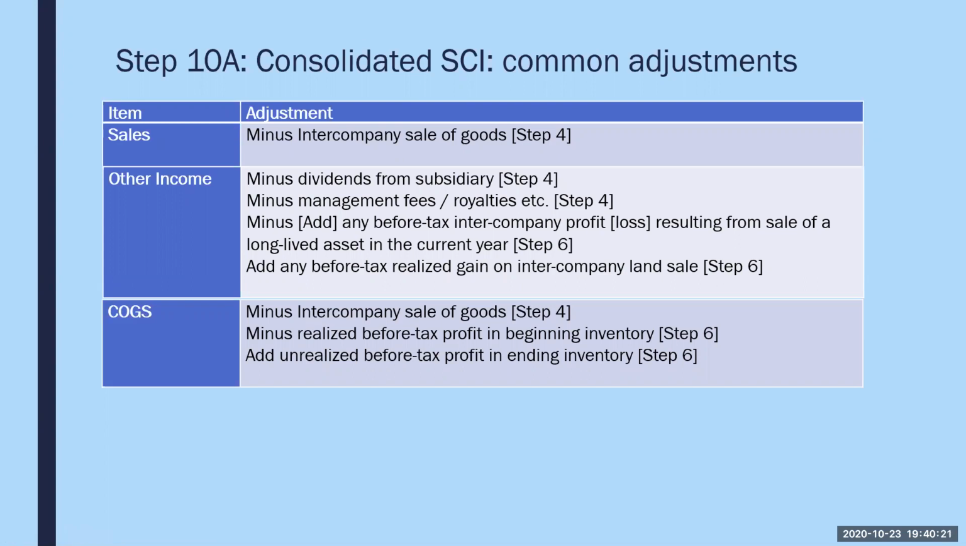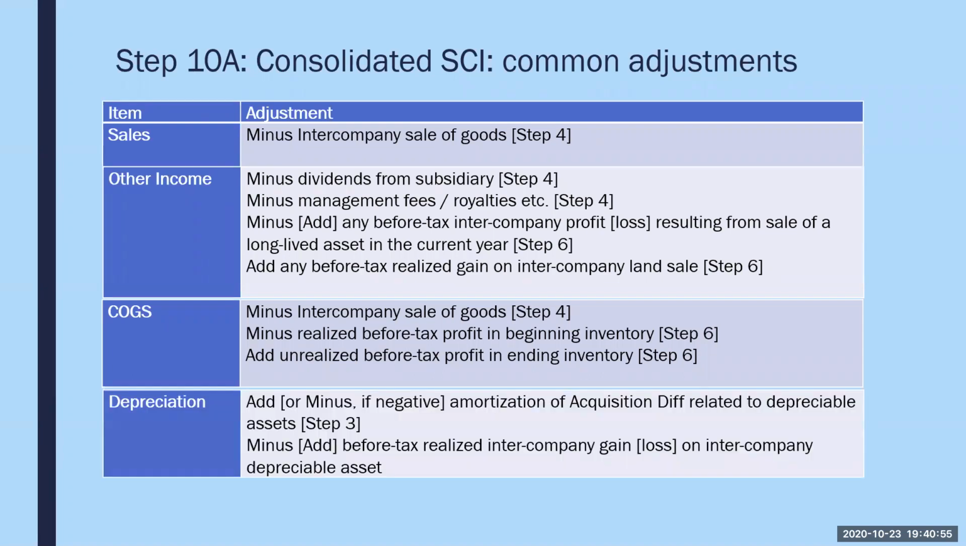Okay. And then for the inventory that remains unsold, there will be two things. The beginning inventory that got realized. So I talked about that earlier, in the calculations for step 6. You will subtract the before tax profit from cost of goods sold and add any before tax ending inventory profit to cost of goods sold. So cost of goods sold is going to have 3 possible adjustments.